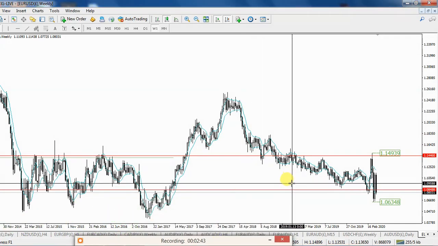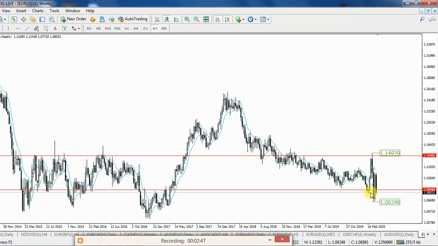I would allocate more for this one, the 109.50 zone, because this is a bit further up, another 100 pips up. But I would give it a try for the first one as well. There's nothing wrong with taking a small loss if you're going to gain a lot more. So I would give these two possible entries a try.